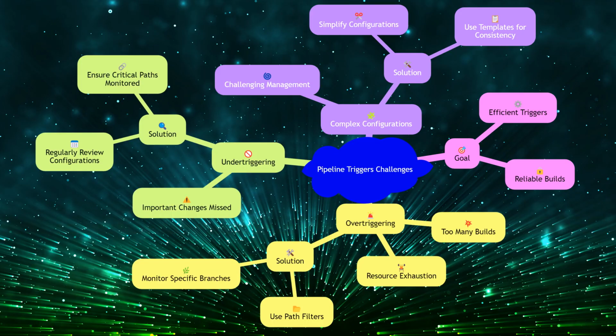Implementing pipeline triggers can come with its own set of challenges. Some common issues include: 1. Over-triggering. Too many builds being triggered, leading to resource exhaustion. Solution: use path filters and monitor specific branches. 2. Under-triggering. Important changes not triggering builds. Solution: regularly review trigger configurations and ensure all critical paths are monitored. 3. Complex configurations. Managing complex trigger rules can be challenging. Solution: simplify configurations and use templates for consistency. By addressing these challenges, teams can ensure that their pipeline triggers are efficient and reliable.